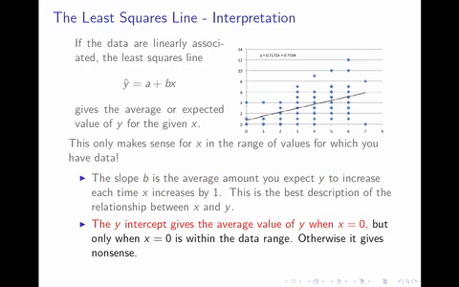Less important, but sometimes important, is the y-intercept, which tells you the average value of y when x equals 0, the average response value when the explanatory variable is 0. That only makes sense when x equals 0 is part of the range for which you have data, otherwise it gives nonsense. And we will see situations where you plug x equals 0 in, the y-intercept is negative, even though there's no way y can be negative.